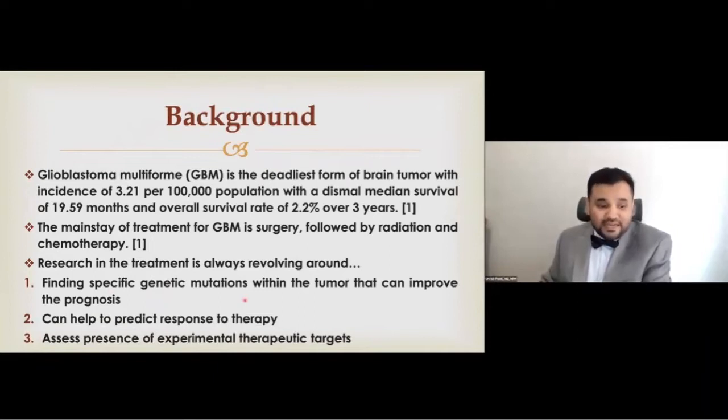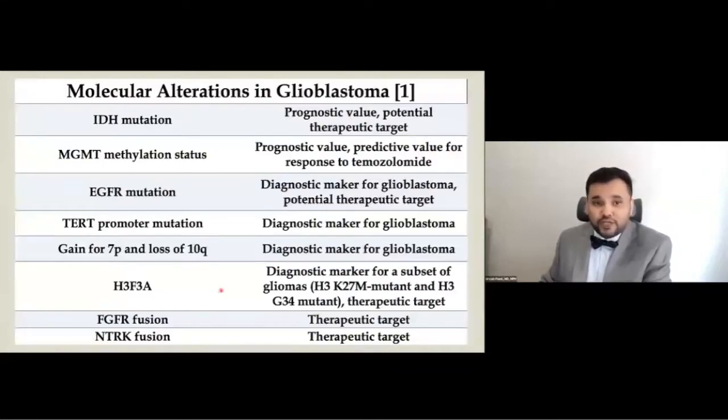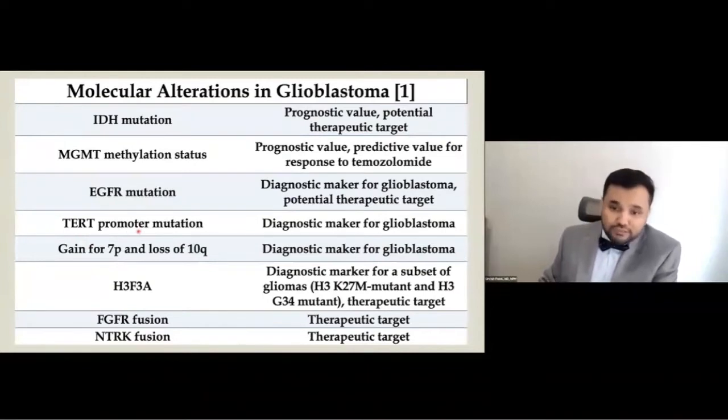Second, that we can identify or predict any response rate to the therapy and assess the presence of any experimental therapeutic targets. When we talk about different alterations or therapeutic targets in glioblastoma, previously published studies have identified IDH mutation, which is a good potential therapeutic target, MGMT methylation status, EGFR mutation, and TERT promoter mutation, which is also a good diagnostic marker for glioblastoma.